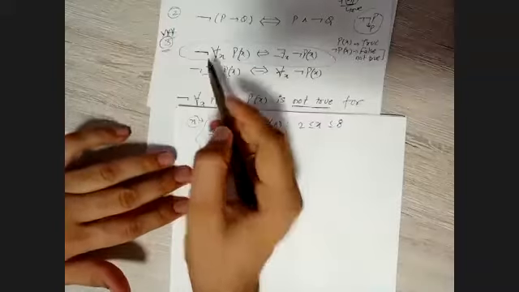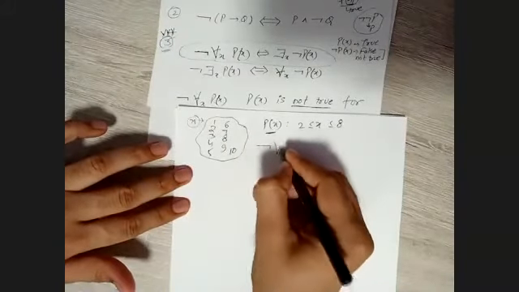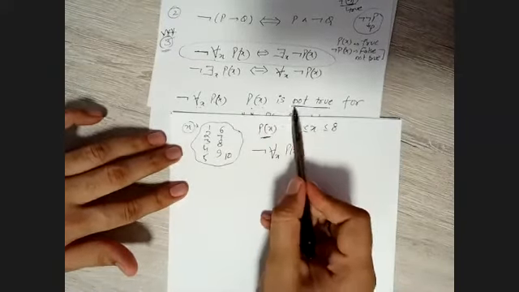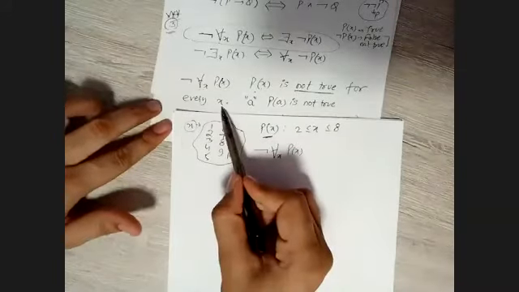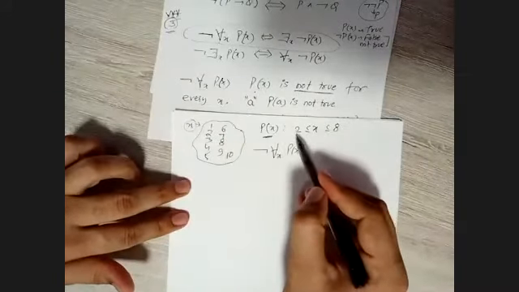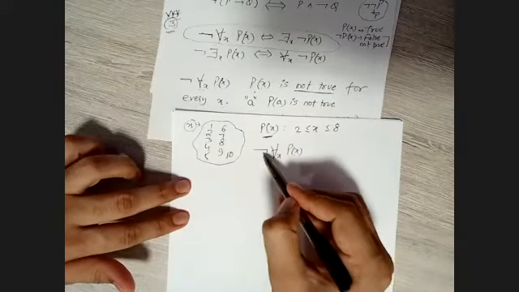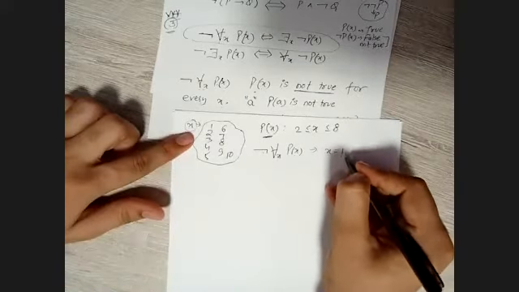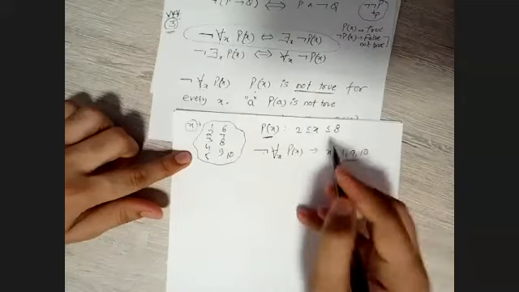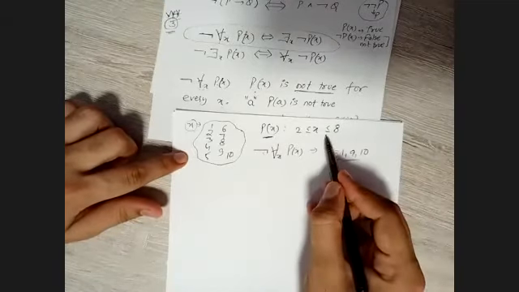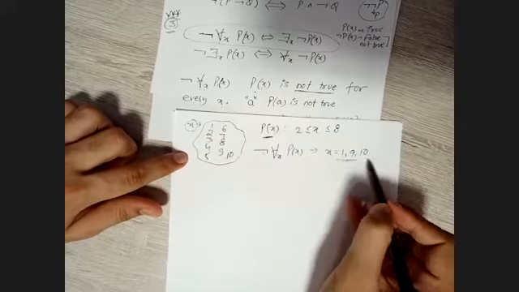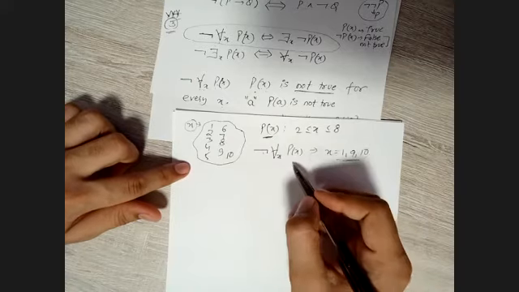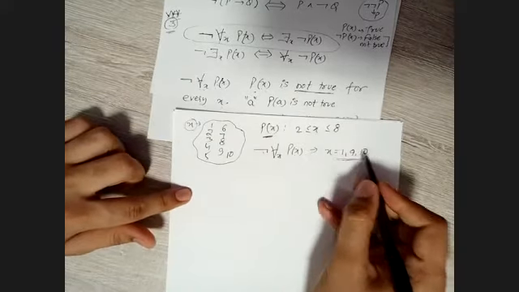understand this first statement. I am writing negation of for all x P of x. What I told is, P of x is not true for every x. Is this statement right? P of x is not true for every x. Yes, it is right, because P of x is not true for x equal to 1, 9, and 10. In this range, 1, 9, and 10 are missing. So P of x is not true for x equal to 1, 9, 10. Yes or no? So yes, it is false for values x equal to 1, 9, and 10.